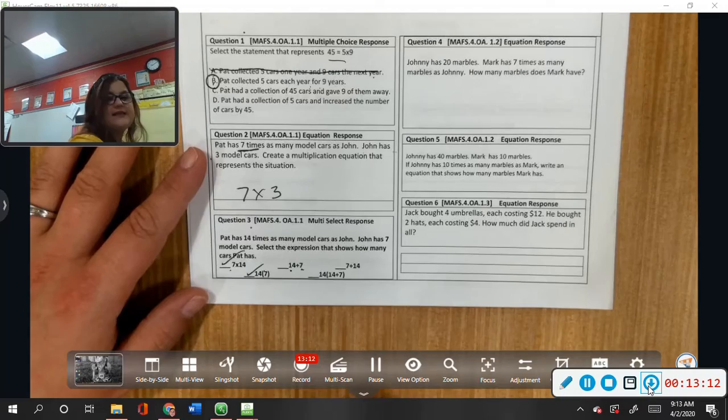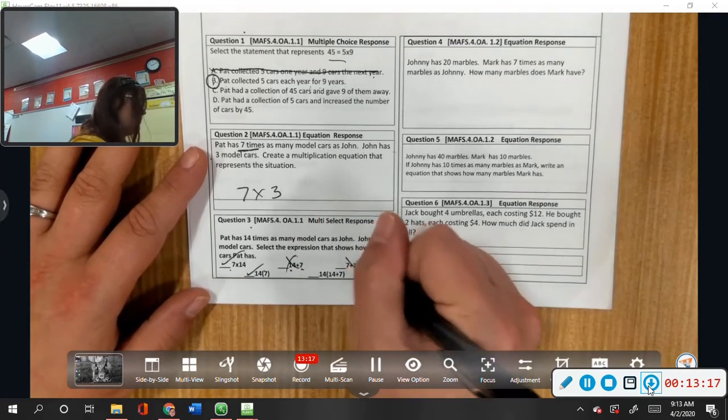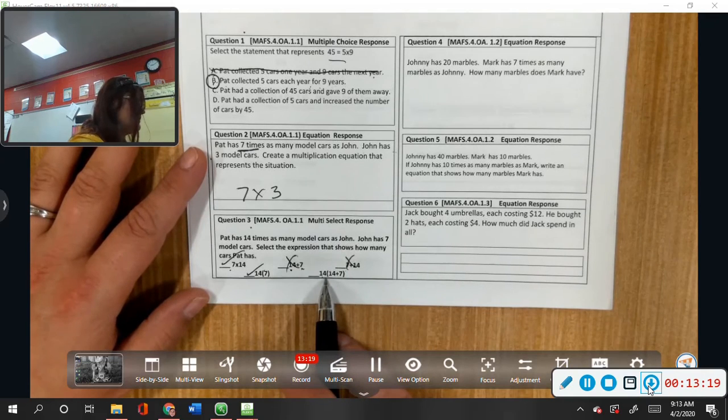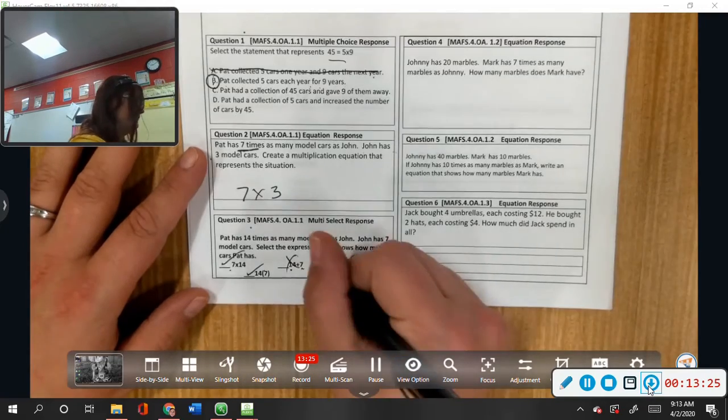Is it 14 plus 7? No. 7 plus 14, that's not going to give you the same answer. And this one is implying that you can use the distributive property. But does that give you the answer that you should get? No.